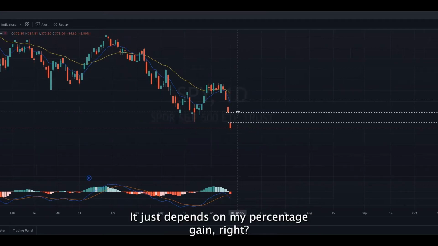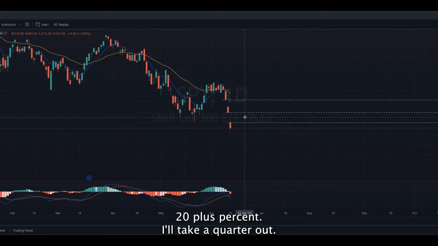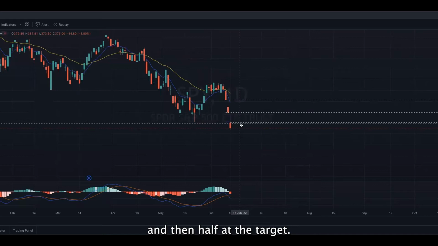So once I grab that trade, that doesn't mean I'm going to hold till SPY comes down here. I might and might not. It just depends on my percentage gain, right? I usually like to trim once we hit 20, 20+%. I'll take a quarter out. I really like trimming in quarters recently. I used to trim half my position and then half at the target.